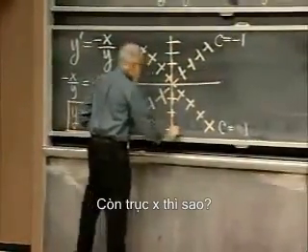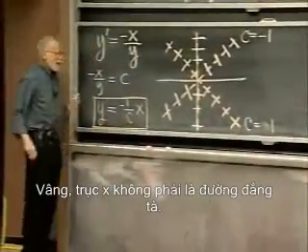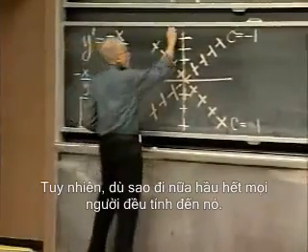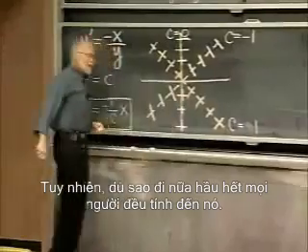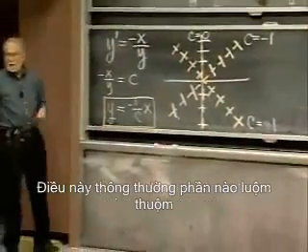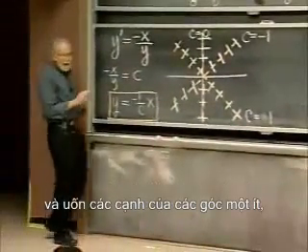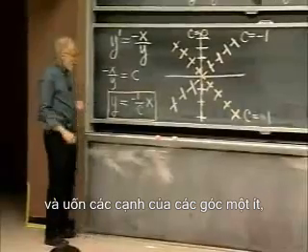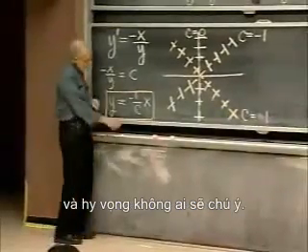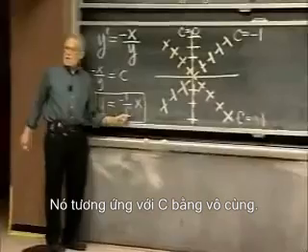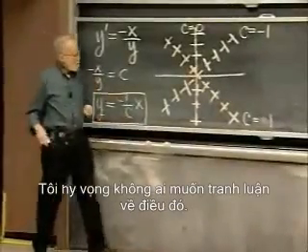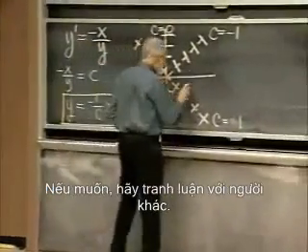How about the x-axis? Well, the x-axis is not included. However, most people include it anyway. This is very common, to be a sort of sloppy and bend the edges of corners a little bit, you know, and hope nobody will notice. We'll say that corresponds to C equals infinity. I hope nobody wants to fight about that. If you do, go fight with somebody else.